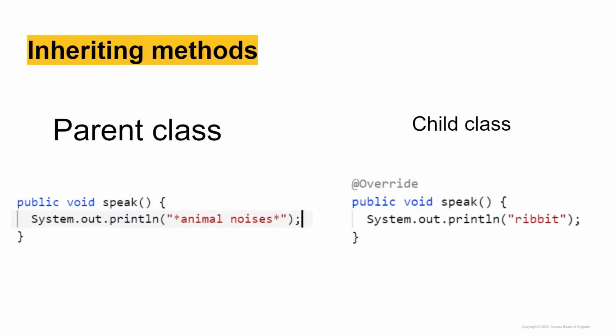And then in the child class, we're also going to have a method. Well, the child class is going to inherit this method from the parent class because it's public. But for our frog class, we don't want it to make generic animal noises. We want the frog to ribbit because that's the sound frogs make. So we're going to say @override, and we're going to use the same method name, speak. But we're going to change it so that it prints out ribbit instead of animal noises when it's a frog.